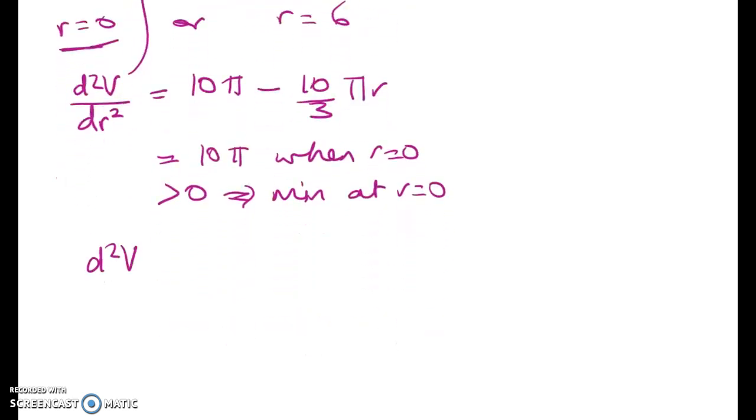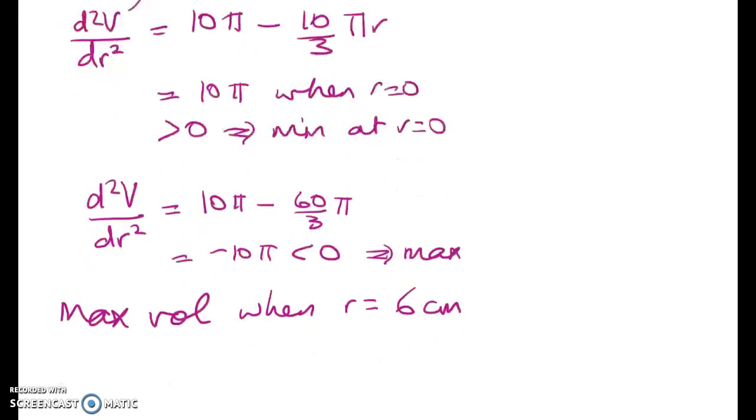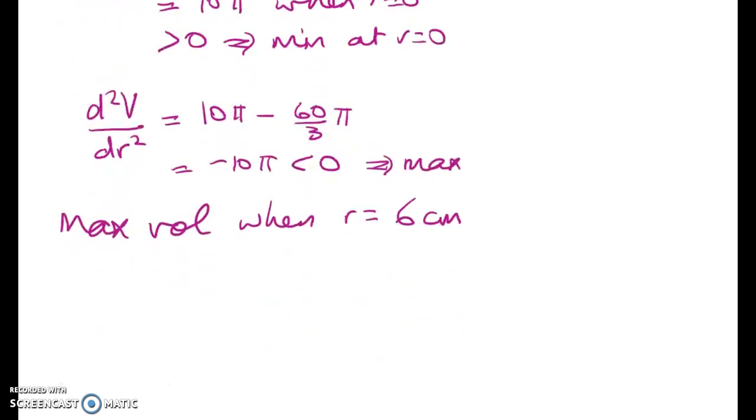Now we'll check when r equals 6, and we're going to find that we've got a negative number. That's 10 pi minus 60 on 3 pi, which is negative 10 pi, less than 0. So we've got a max. So maximum volume when the radius is equal to 6 centimetres. But we were asked to figure out what that maximum volume is. So we need to sub it in.